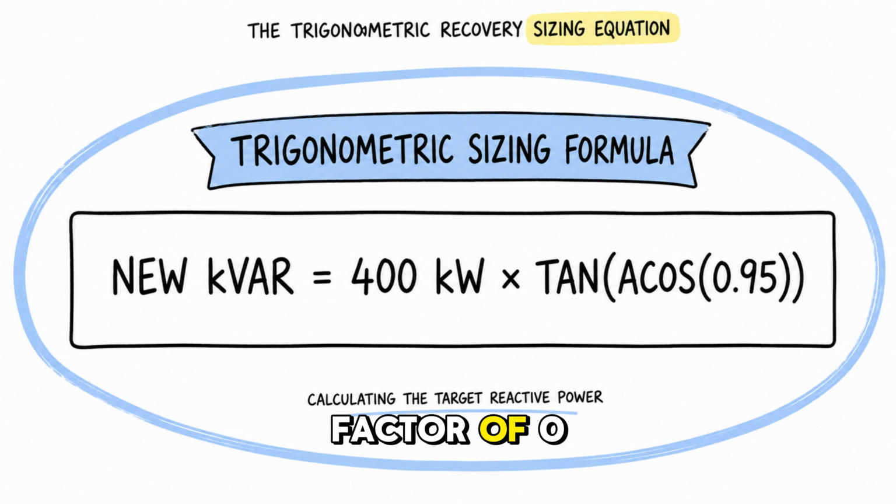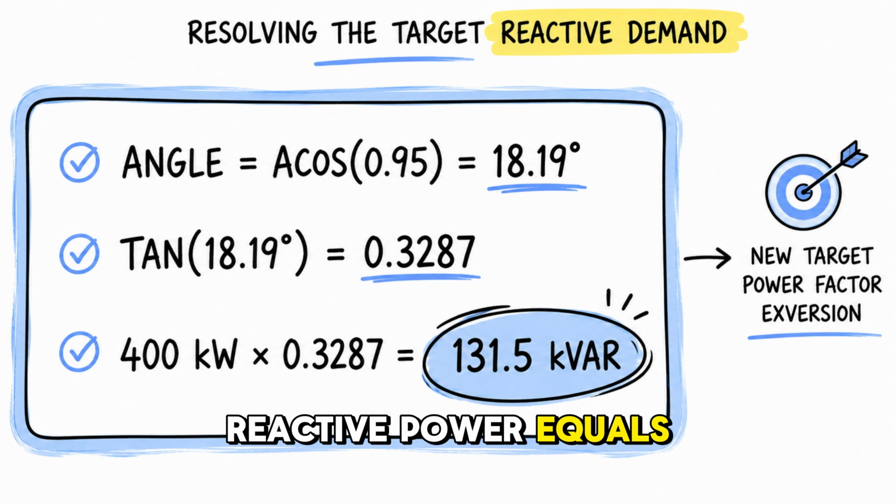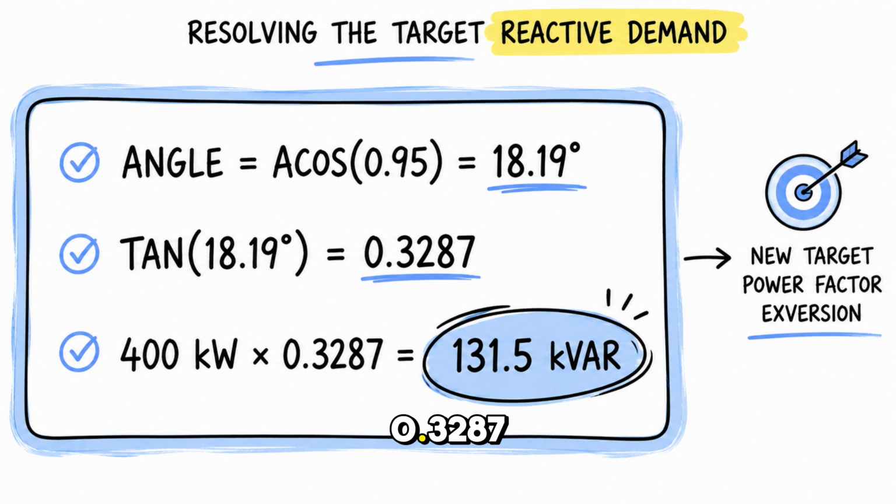At a power factor of 0.95, the new reactive power equals 400 multiplied by the tangent of the angle whose cosine is 0.95. The inverse cosine of 0.95 gives an angle of 18.19 degrees, and the tangent of that angle is 0.3287, so the new reactive power equals 400 multiplied by 0.3287, which comes out to 131.5 kVAR.